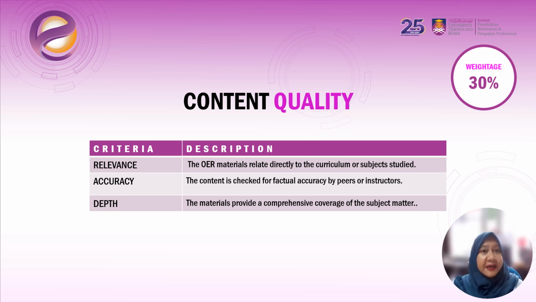The third one is depth. Does the material provide enough detail? Especially for primary students, it may be basic, but for older students, you want to see a deep dive, like a deep Olympic dive into the subject. So your task as the jury is to find evidence of quality, no matter the age. Yeah? Look for the materials that actually align with learning goals and provide accurate, relevant content. So the weightage for content quality is 30%.